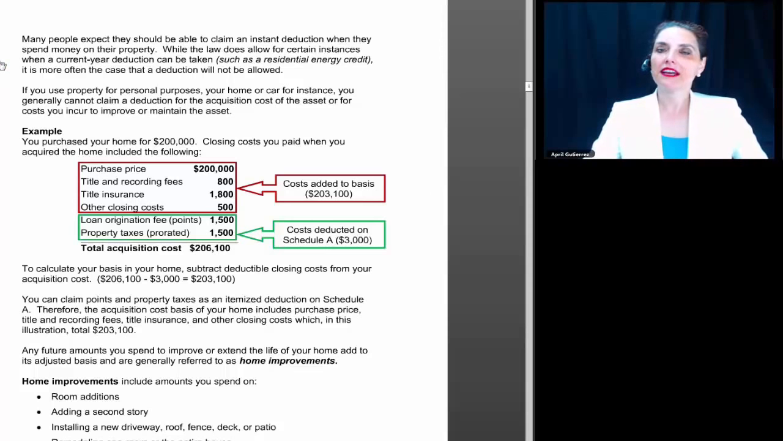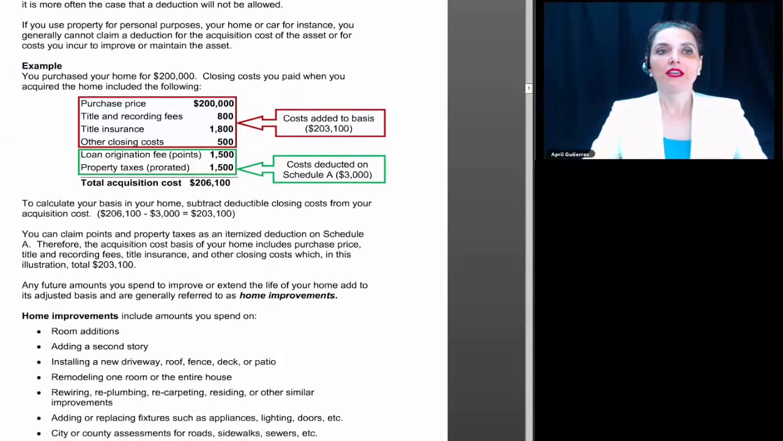And while the law does allow for certain instances when a current year deduction can be taken, such as a residential energy credit, it is more often the case that a deduction will not be allowed. If you use property for personal purposes, your home or your car, for instance, you generally cannot claim a deduction for the acquisition cost of the asset or for the costs that you incur to improve or maintain that asset.